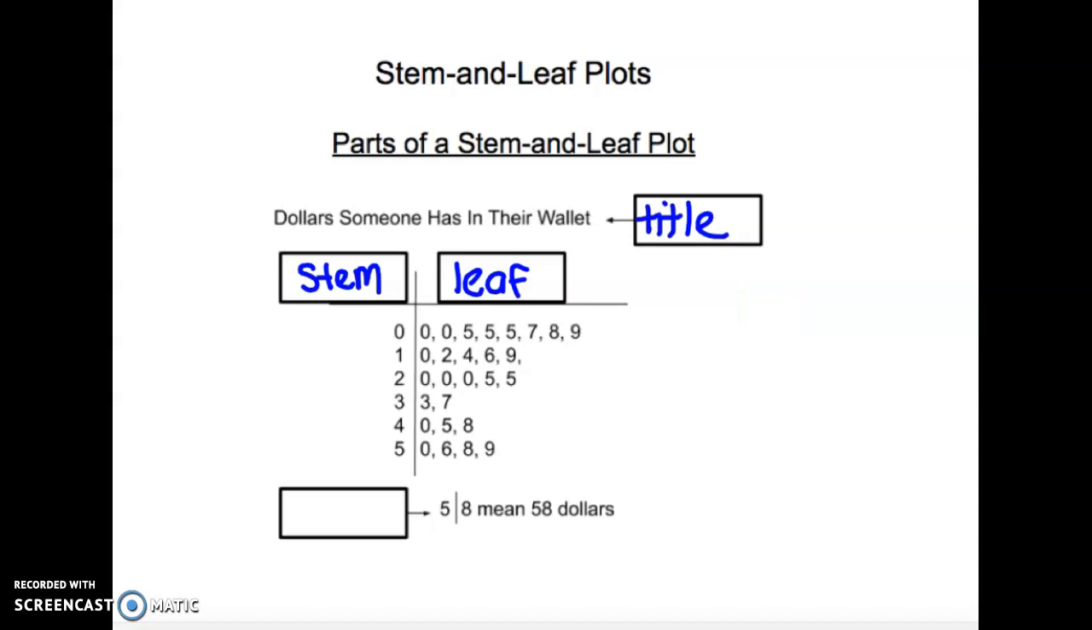And then here's all the stem and leaf numbers. And here, 5 line 8 means $58. So what that's saying is this 5, line in the middle, 8 represents $58. Now, when you are creating your own stem and leaf plots, do not forget the key. That is one thing students always forget, and you will lose points if you don't put a key in your stem and leaf plot.